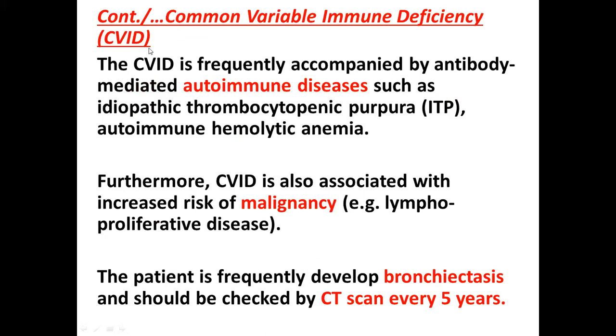CVID accompanied by autoimmune diseases such as idiopathic thrombocytopenic purpura, autoimmune hemolytic anemia. Furthermore, CVID also associated with an increased risk of malignancy. What sort of malignancy? Lymphoproliferative diseases. Patients suffer from bronchiectasis due to repeated respiratory tract infection, and this should be checked by CT scan every 5 years. So these patients, in their follow-up, every 5 years should have CT scan of the chest.